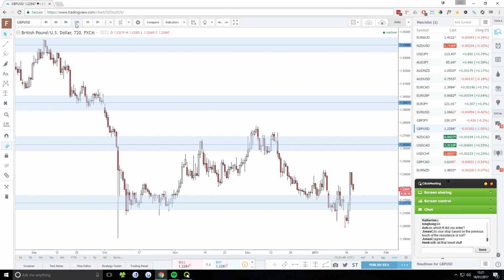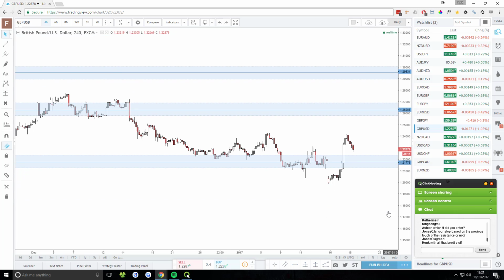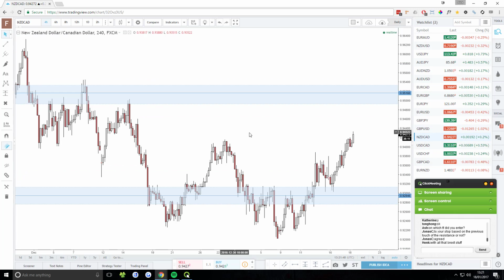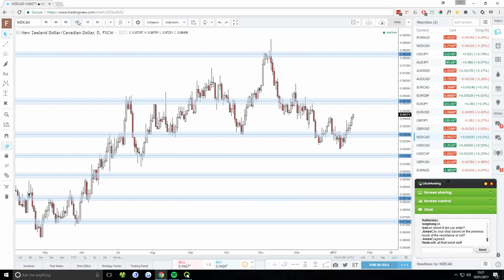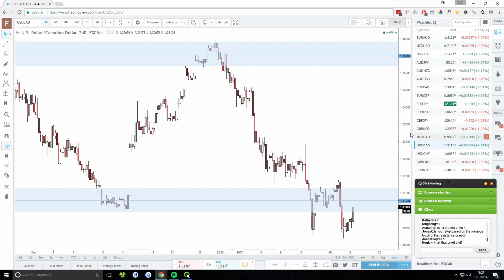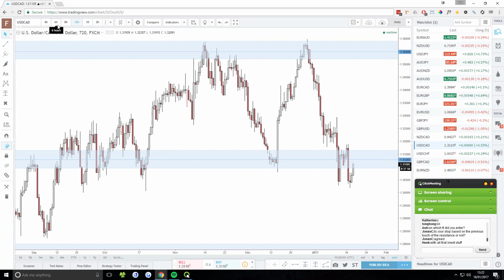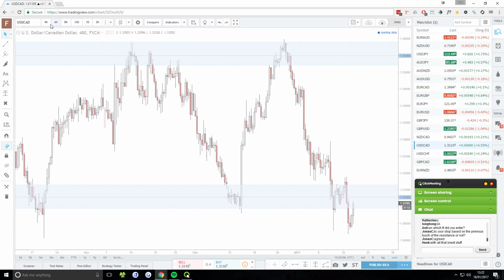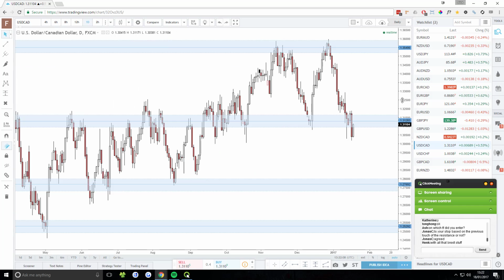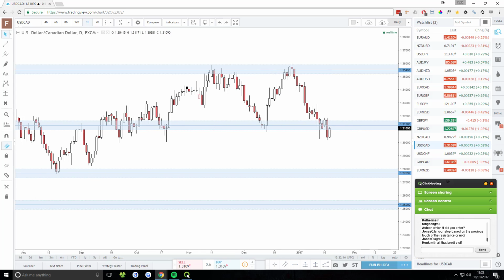GBP USD, same situation. It's headed back down to the support area. It gained a lot of ground yesterday after May's speech, but now it's just heading straight back into support. So New Zealand CAD is in between two support resistance areas. USD CAD has fallen below support, coming back up to test it. Support has now become resistance.